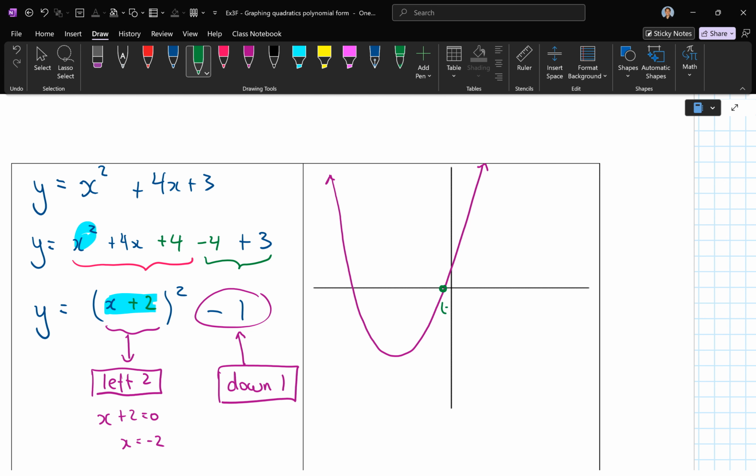So we go, this is now negative 1, 0. This is now negative 3, 0. And the other one is 0, 3. Turning point, which we figured out was negative 2, negative 1.